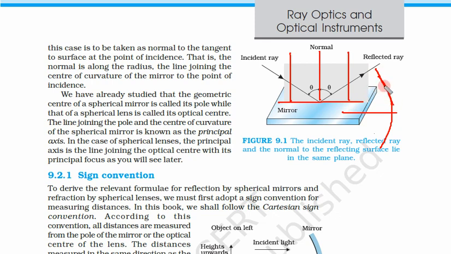First we draw a tangent at that point, and the normal to that tangent is the normal at that point on the spherical mirror. So first we draw a tangent and then we draw a normal to that tangent. So there are an infinite number of normals, or the normal changes at each and every point.